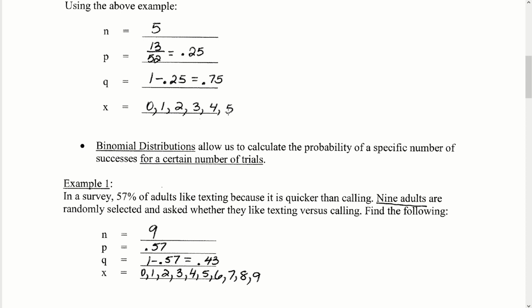But always important to consider the range for your x variable. It will always range from a minimum of 0 successes all the way up to the maximum number of successes, which in this case is n. So we have 0 through 5.